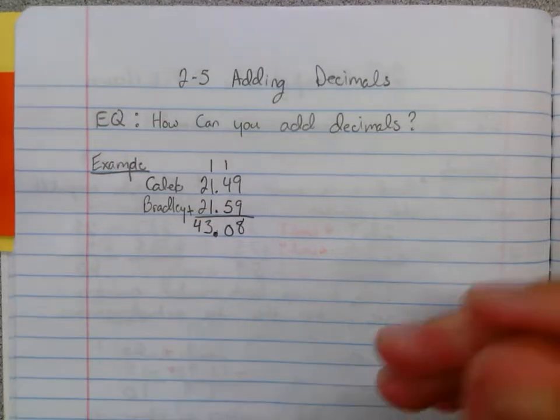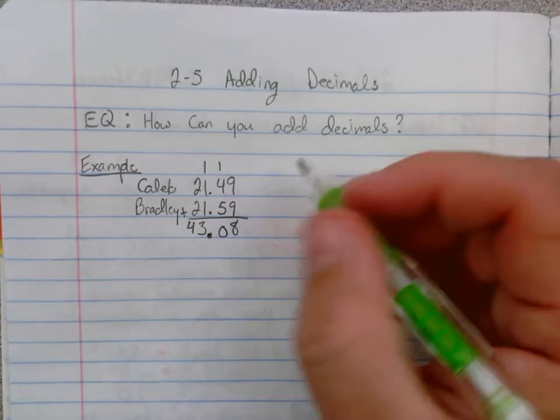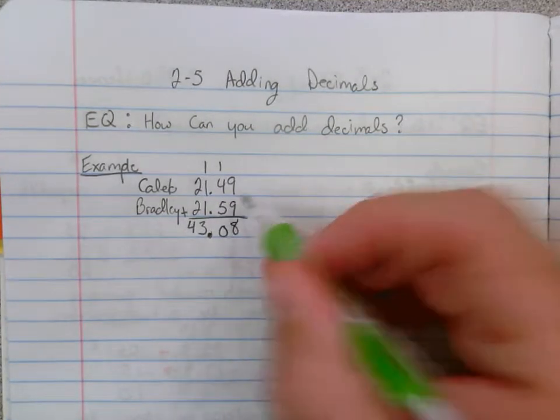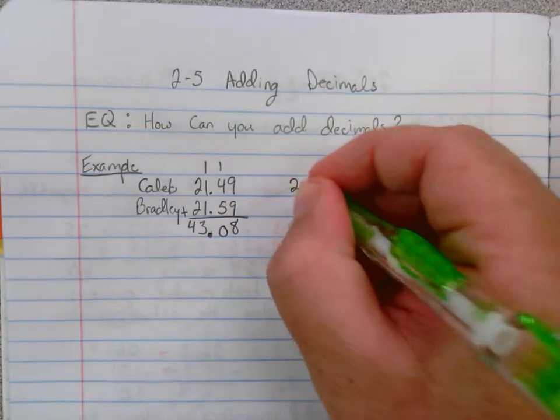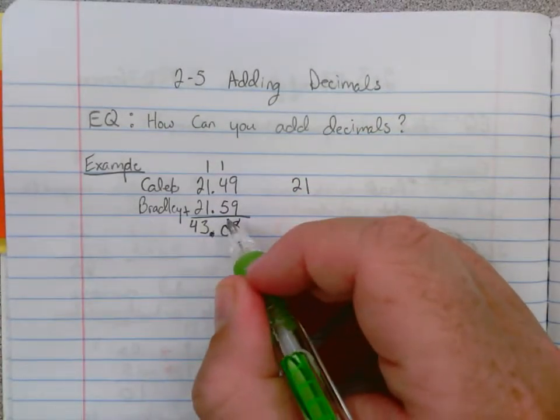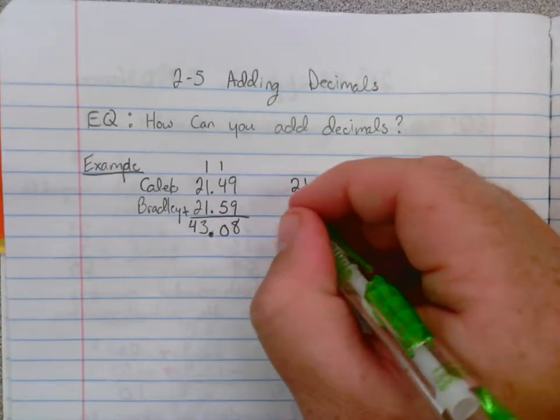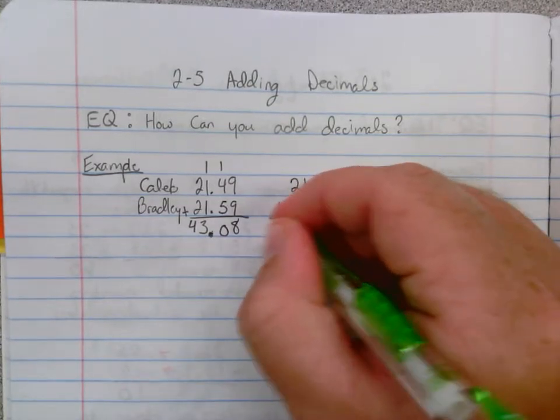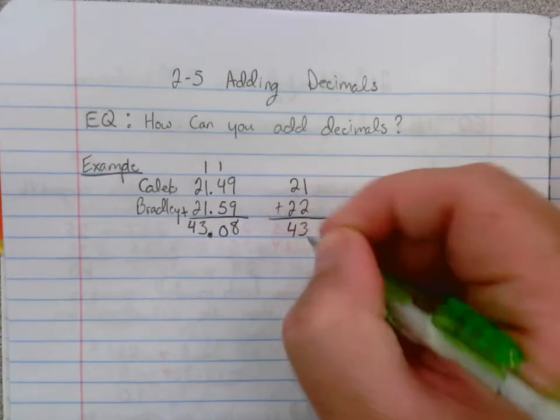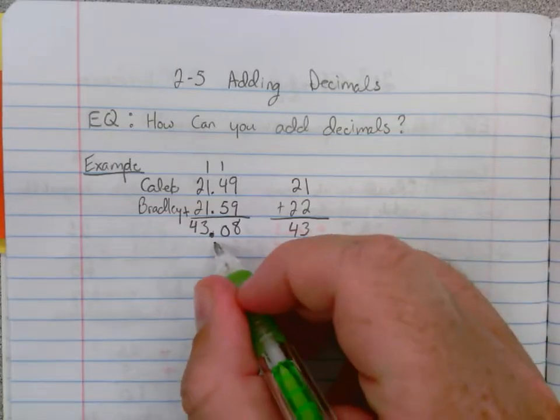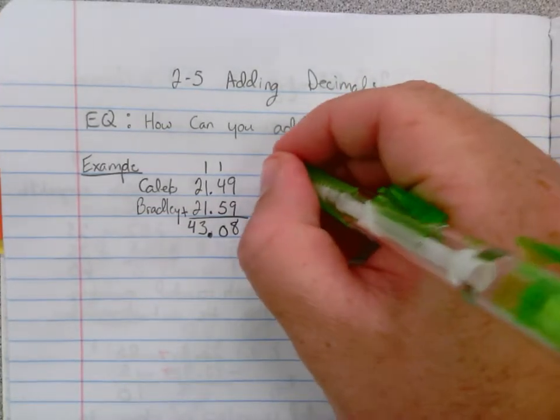If I estimate to find out if I'm reasonable, 21 and 49 hundredths estimated to the nearest whole number would be 21. 21 and 59 hundredths would estimate to 22. If I add those together, I get 43. And I can realize that my answer is reasonable after I estimate.